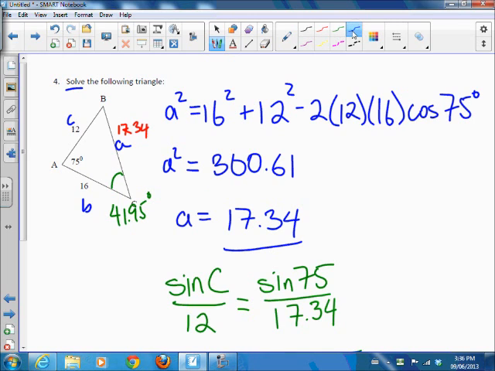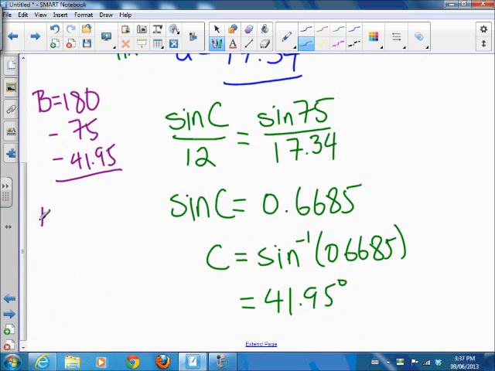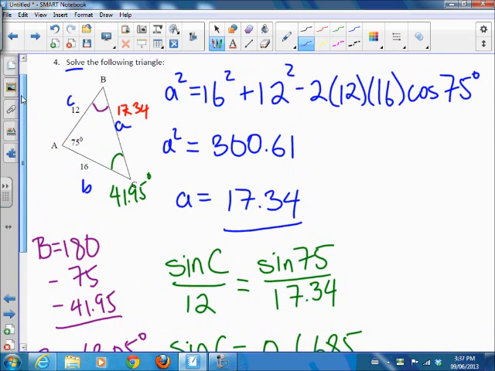And the last thing we have to do is solve for angle B. Well, angle B is pretty easy because we can just use our 180 rule, right? So 180 minus 75 minus 41.95, and we end up with B equals 63.05 degrees. Okay, so there is everything solved. I know A, B, and C.